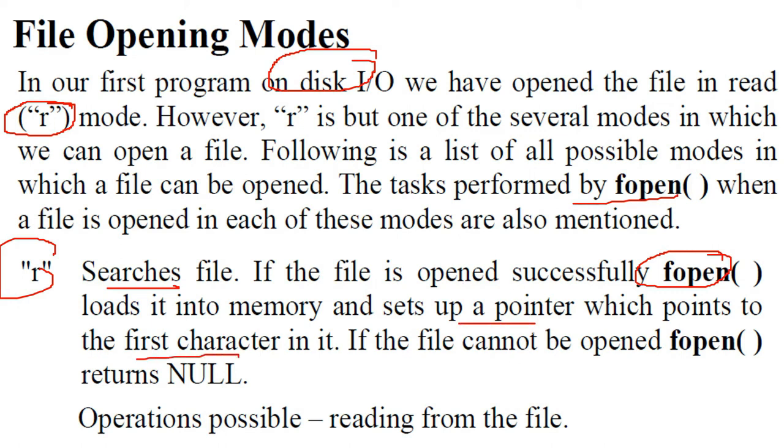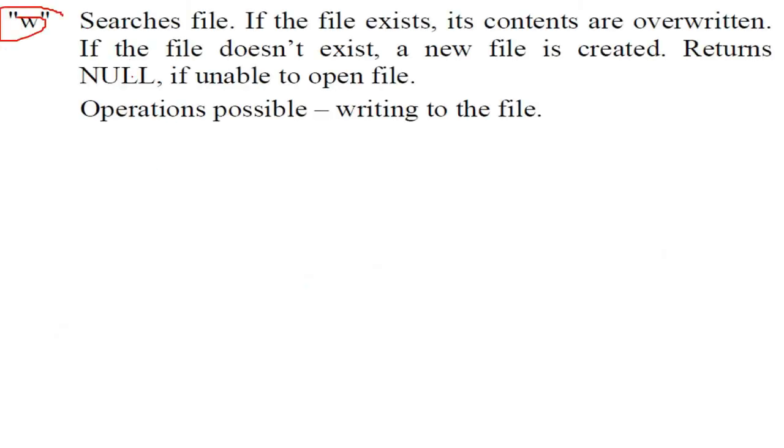And if the file cannot be opened, fopen is going to return NULL in capitals. So this is reading from a file. Then we have W. W is for writing. It searches the file. If the file exists, please understand, the contents are overwritten. If the file doesn't exist, a new file will be created, and if it is unable to open the file, it will return NULL.